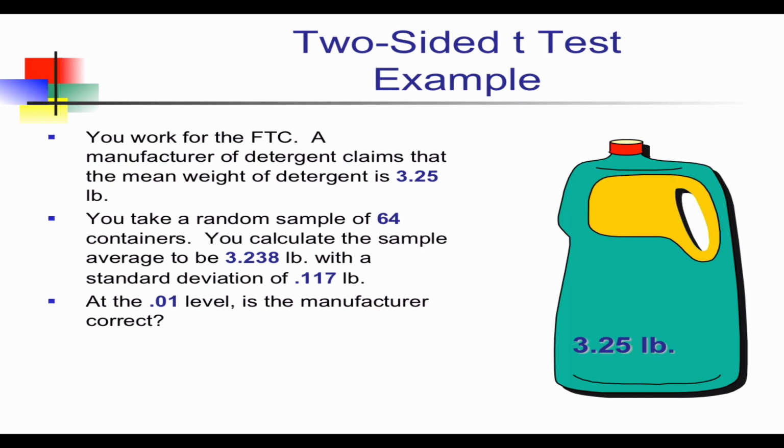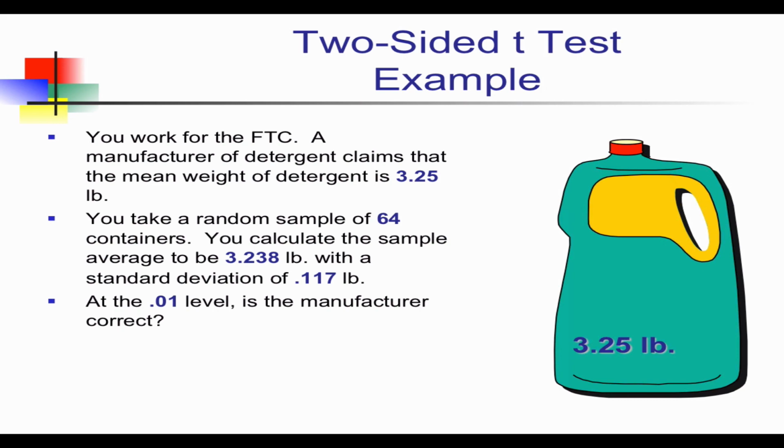Okay, so we put that in an example. A manufacturer of detergent claims that the mean weight of detergent is 3.25. And then you go ahead and take a sample of 64 containers. And then you calculate the average of your sample is 3.238. And the standard deviation from your sample is 0.117.